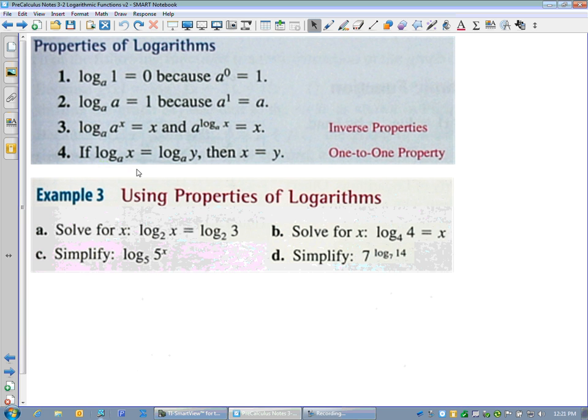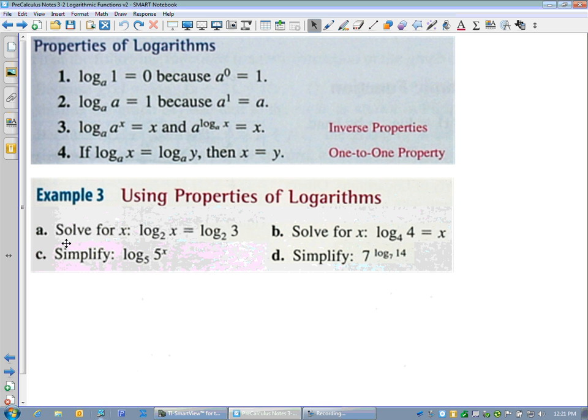And the one-to-one property says if you have log base a of something and log base a of something else, the only way those 2 are going to be equal is if those somethings are equal. So if log base a of an argument equals log base a of another argument, then those 2 arguments must be equal. The logs can basically cancel out on both sides. All right, so let's look at some examples here. The first 2 we're going to solve for the variable, and the second 2 we're simply going to simplify.